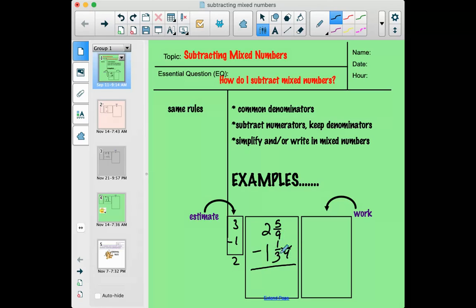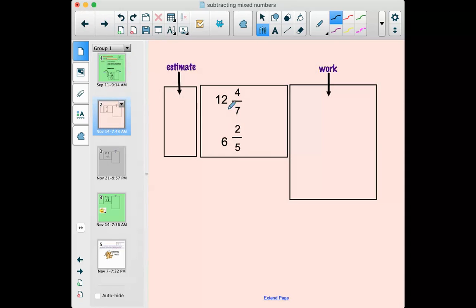So I'm taking 1/3. I wanted something over 9. So to get from 3 to 9, I have to multiply by 3, which means I multiply the 1 by 3 also. So 1/3 is the same as 3 out of 9, 3/9. Okay, so I just rewrote that so I could have a common denominator. Now I can subtract. 5/9 minus 3/9 is 2/9, just subtracting the numerators. And then I can go on to the whole number part. I got 2 minus 1 is 1. So my answer is 1 and 2/9. Okay. All right, let's try another one.